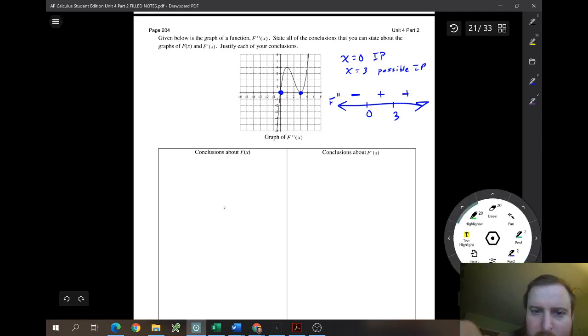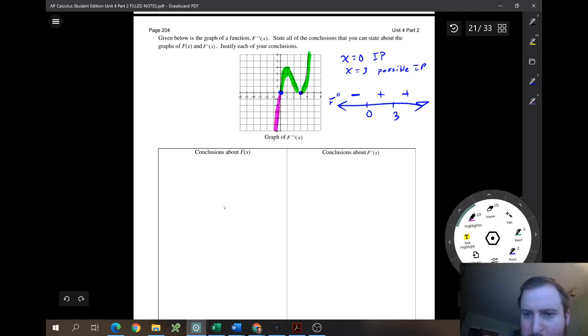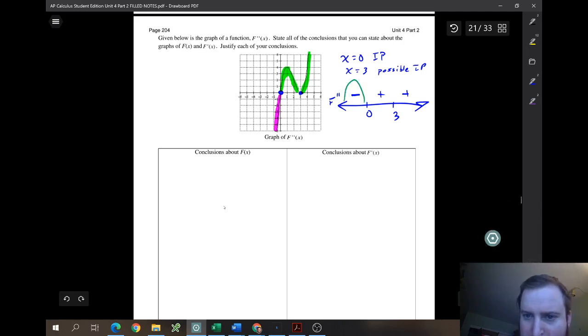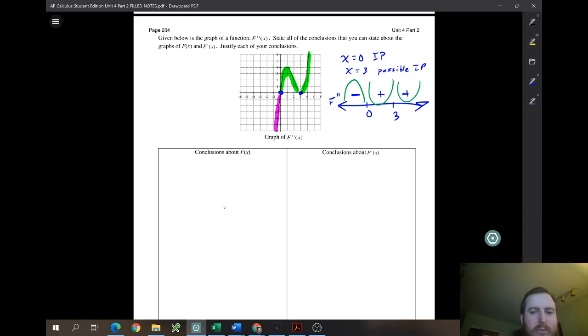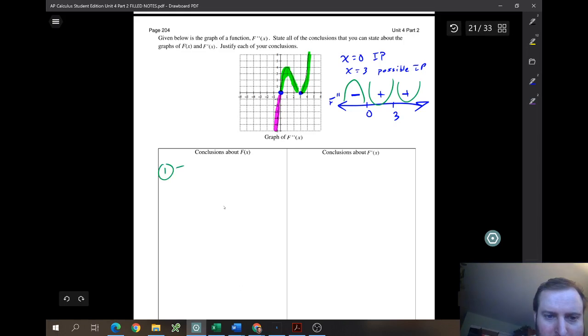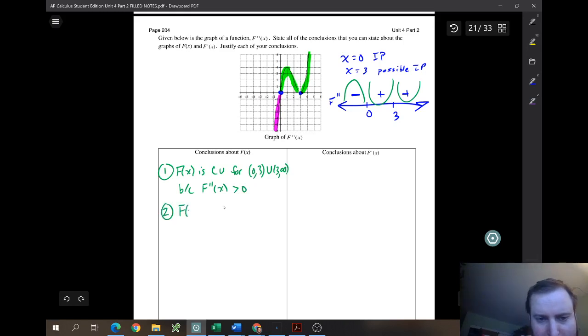So we were highlighting these, right? We're above the axis and above the axis. And then we are below the axis. And so with our f double prime graph, what we do is we draw that as concave down, concave up, and concave up. So our first conclusion is that f of x is concave up for 0 to 3, union 3 to infinity, because f double prime of x was greater than 0. Then we do the same thing but for concave down. So that's going to be from negative infinity to 0, because f double prime of x is less than 0, or negative.